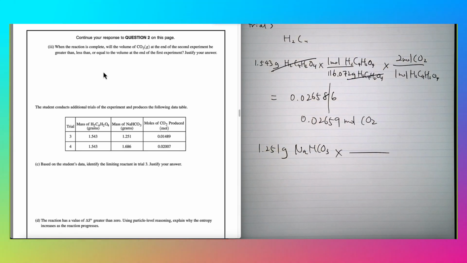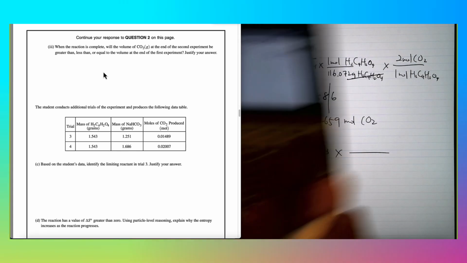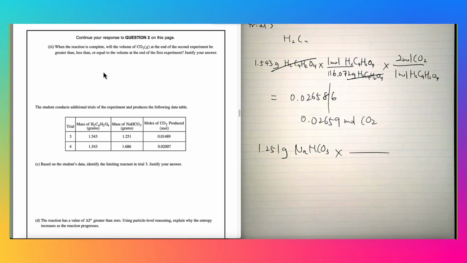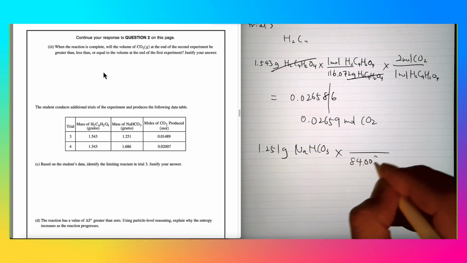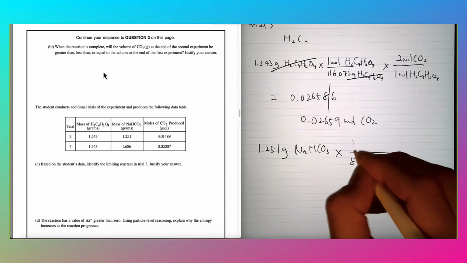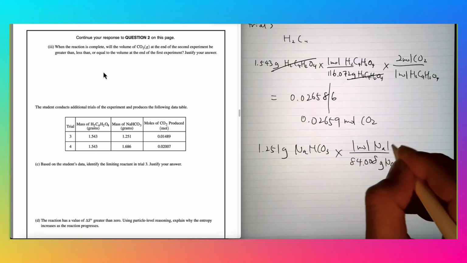Wait, I think I forgot something. 22.99 plus 1.008 plus, oh, I forgot carbon. Okay, so plus 12.01, you're gonna get 84.008 grams of sodium bicarbonate for 1 mole of sodium bicarbonate.